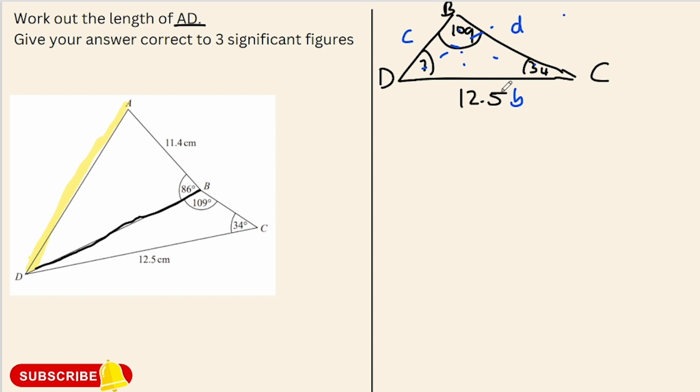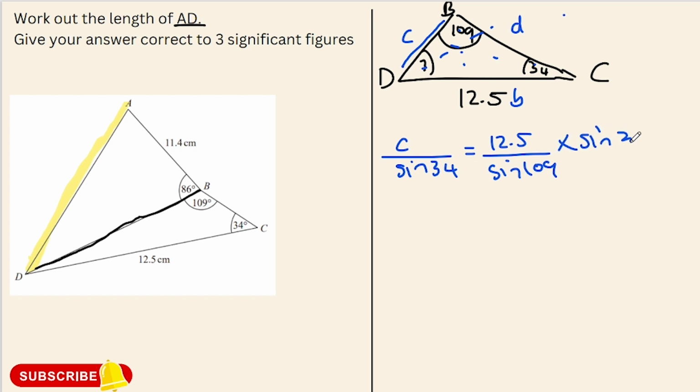Okay, so the first thing I'm going to do is say to myself, if I want to work out C, I'm given the length and the angle of B, and I'm only given the angle of C, but I want to work out the length of C, so I can use the sine rule. Because I want to work out the length, I'm going to write C over sine 34 equals 12.5 over sine 109. Now I'm going to remove this sine 34 by multiplying both sides by sine 34.